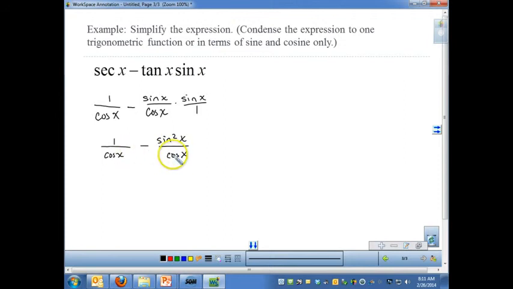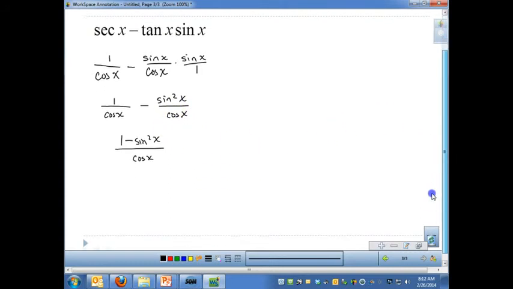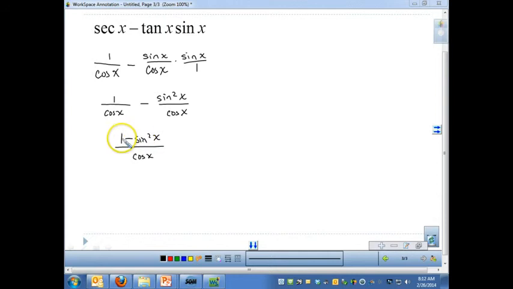Notice I already have a common denominator. So I'm going to go ahead and combine these two together and have 1 minus sine squared of x all over a cosine of x. Remember, only combine the numerators, not the denominators, because we're adding fractions. So you have to remember all those fraction rules. So I see a 1 and I see a minus sine squared. So again, my brain is thinking, look at those Pythagorean identities.